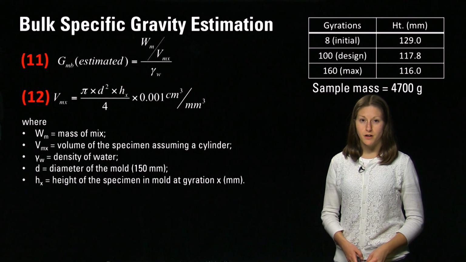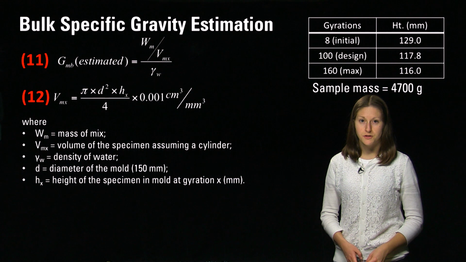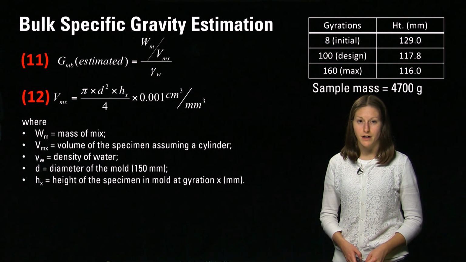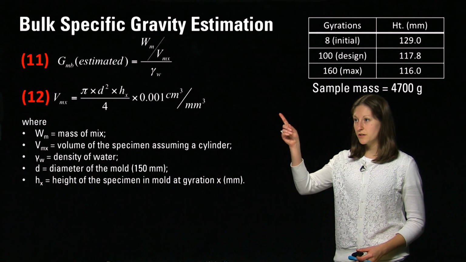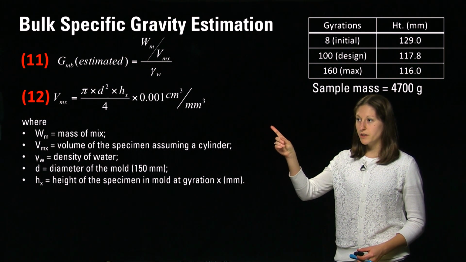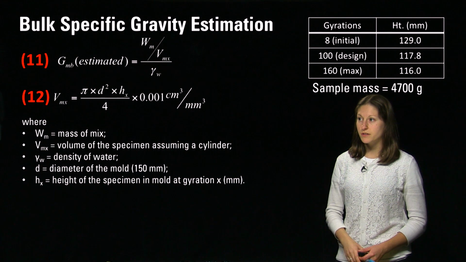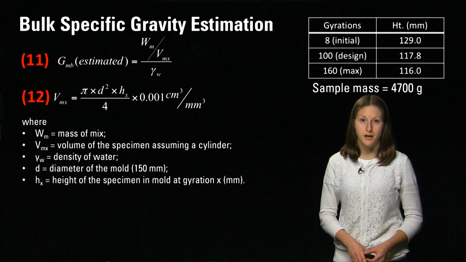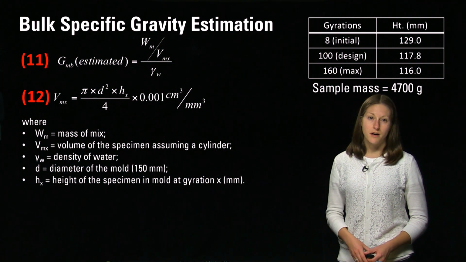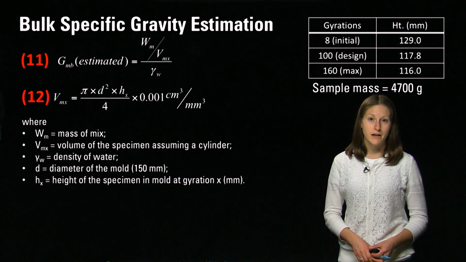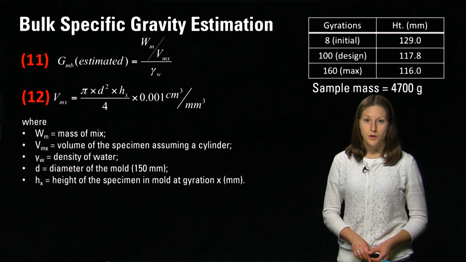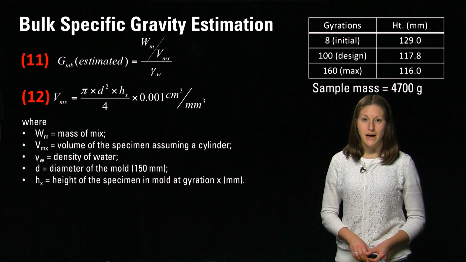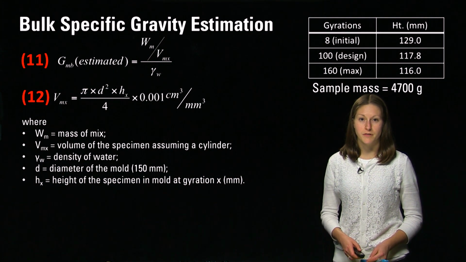In addition to measuring our bulk specific gravity after the compaction process is complete, we can estimate our bulk specific gravity evolution throughout the compaction process using our height records. When we do this, we use equations 11 and 12. By viewing equation 12, it can be seen that when we do this estimation, we assume that the asphalt mixture specimen has a perfect cylindrical geometry. This leads to some error because there's aggregates which lead to an irregular surface on our specimens. We will estimate the bulk specific gravity at N max and then compare to the actual measured value.